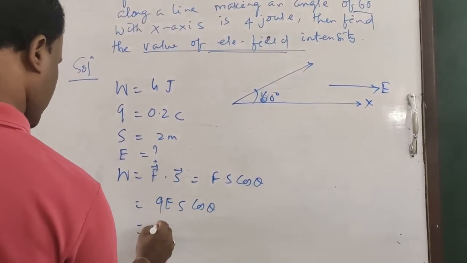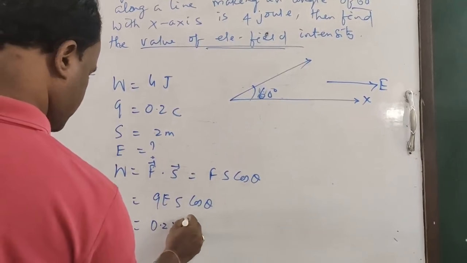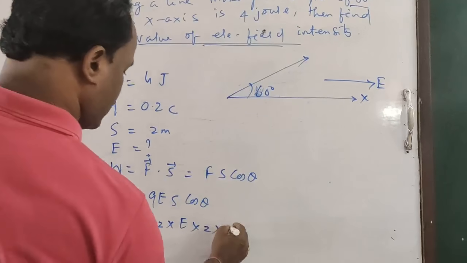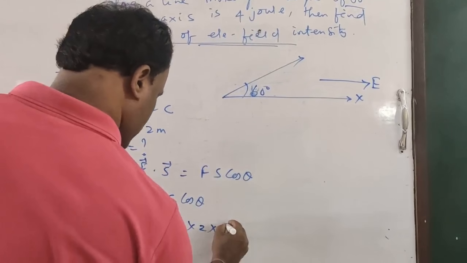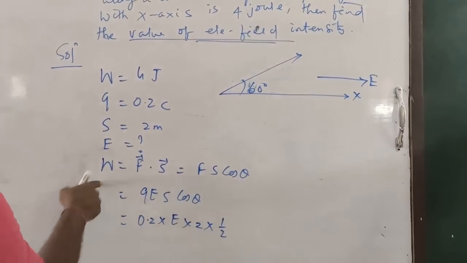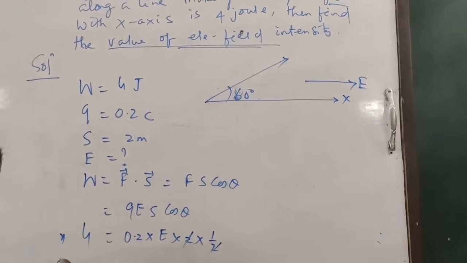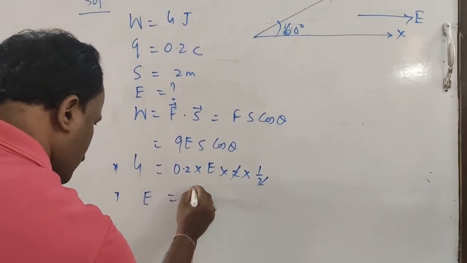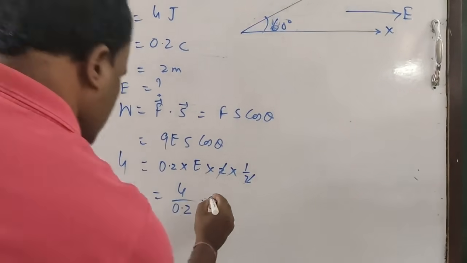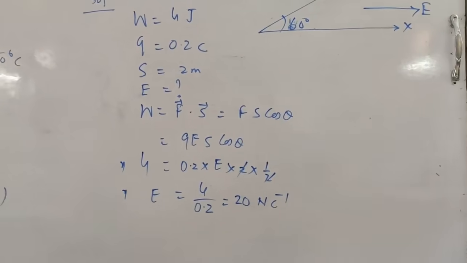What is Q? 0.2. What is E? You need to find. What is S? It is 2. What is cos theta? Cos of 60 is half. So this is now cancelling. What is W? W is equal to 4 joule. So the 2 cancels, and we find E is equal to 4 divided by 0.2. It is 20 Newton per Coulomb.